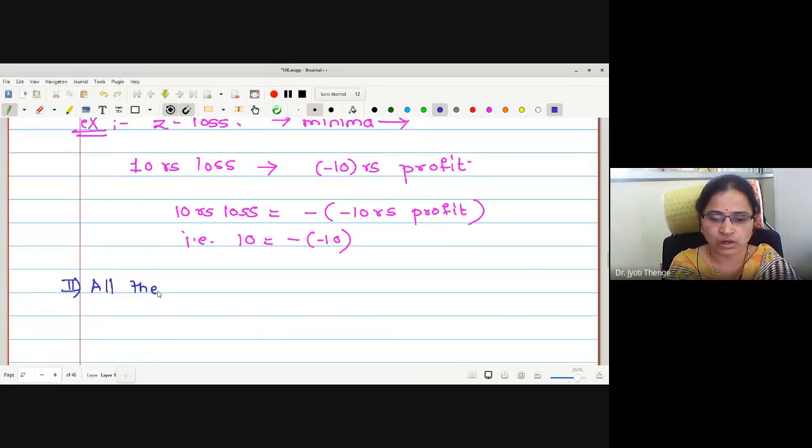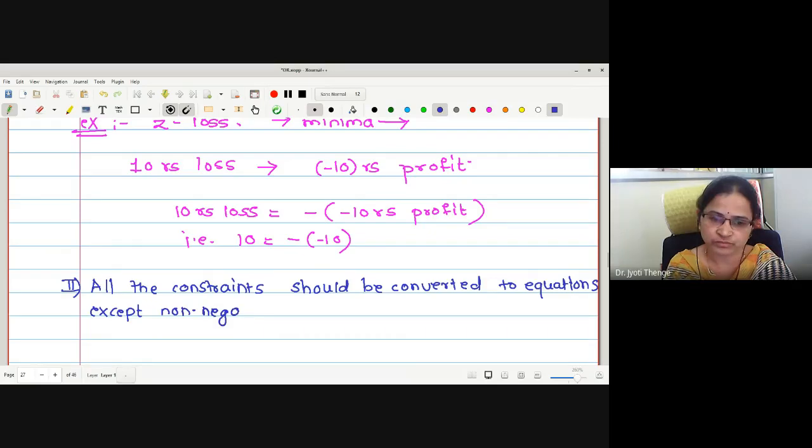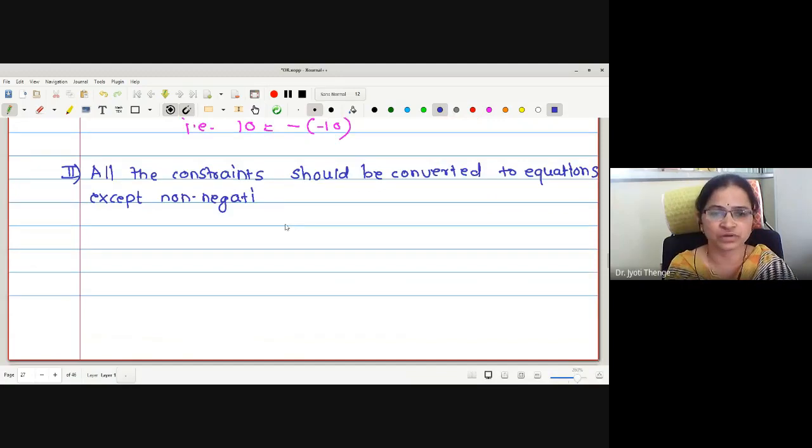All the constraints should be converted to equations except the non-negativity restriction. We are not going to convert those non-negativity restrictions. Only the linear inequality constraints we will convert to equations, except non-negativity restrictions.